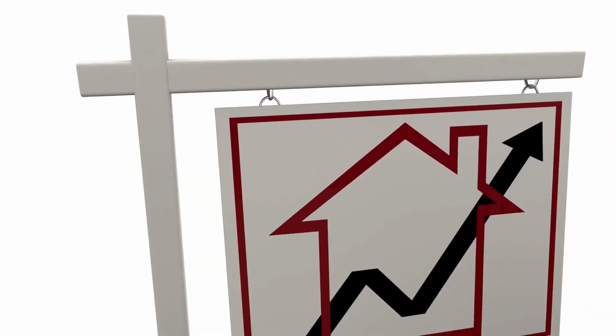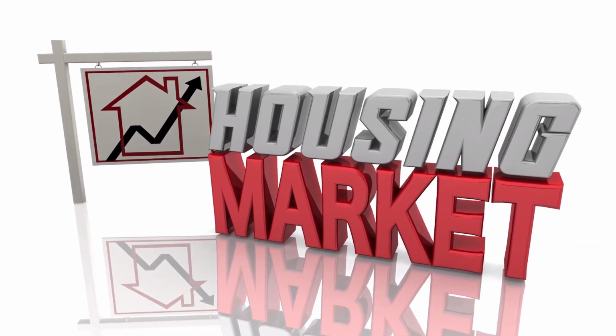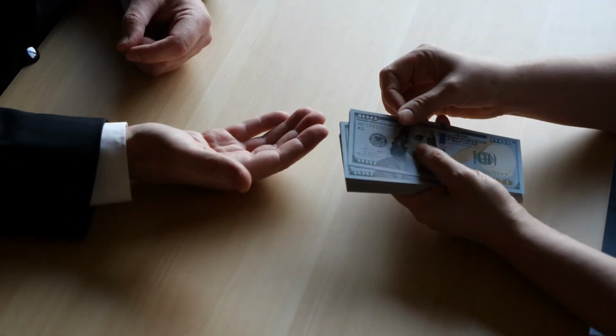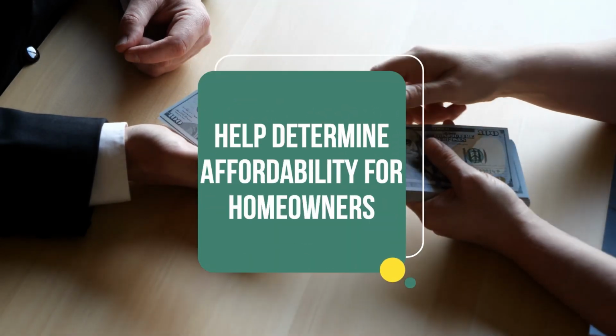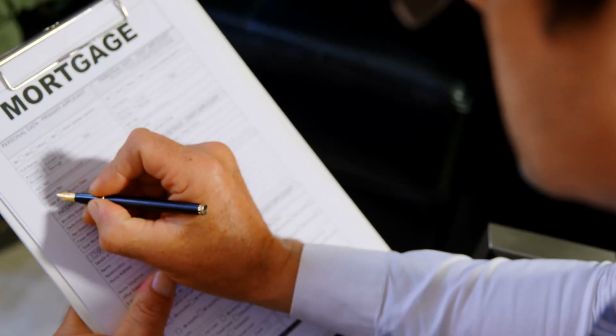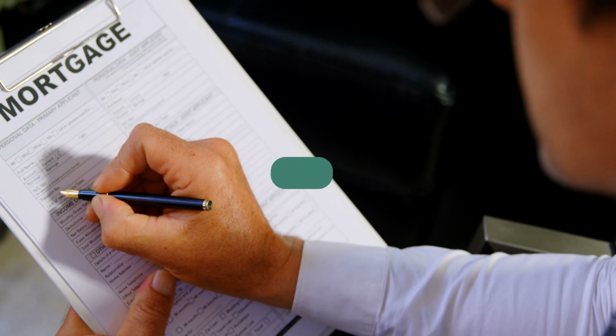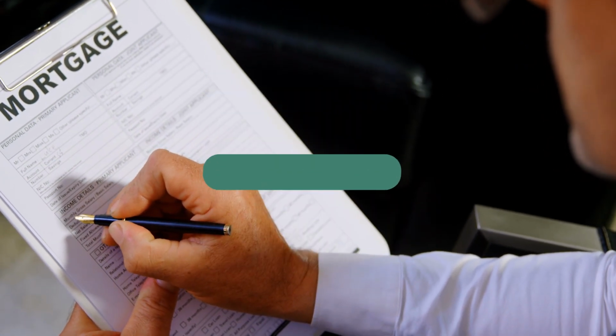With the dramatic shifts in the housing market, private financial institutions are critical partners. Partners such as lenders and servicers can help determine affordability for homeowners by specializing in mortgage modification or even refinancing existing mortgage loans with new terms that could reduce monthly payments or tax-advantaged second mortgages.